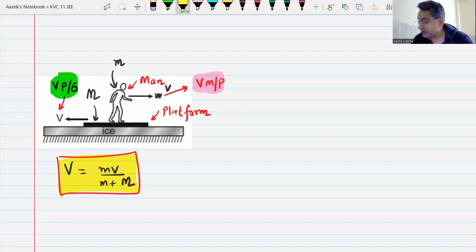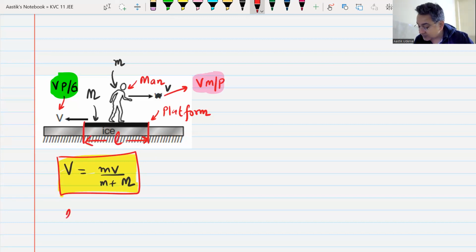Okay. Now sometimes one more question is asked here. They give you the length of the platform as L. So the man starts from one end and he goes to the other end. Then they ask you how much distance the platform has moved.